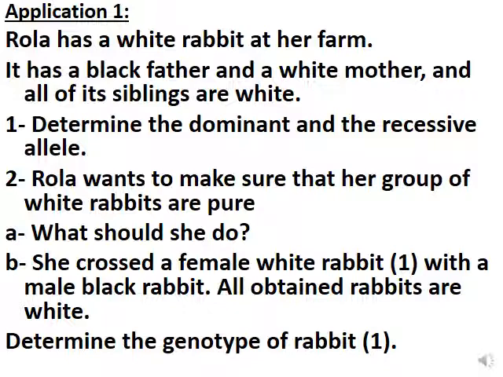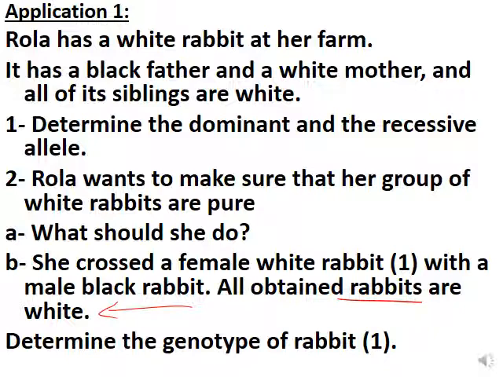So we cross it with a black. If we have one phenotype, it's pure. If we have two different phenotypes, it's heterozygous. She crossed a female white rabbit one with a male black rabbit. All the obtained rabbits are white. So how many phenotypes do we have? We have only one phenotype.